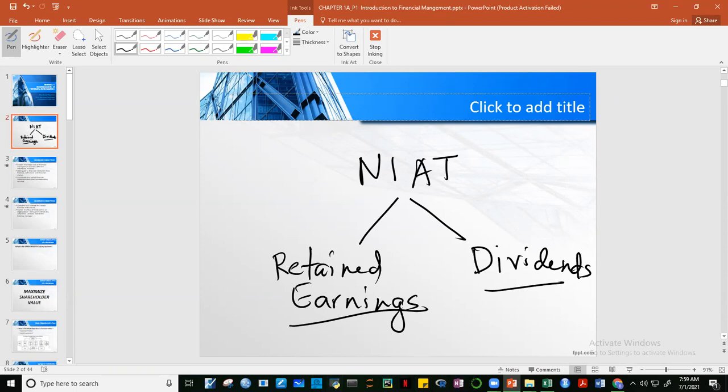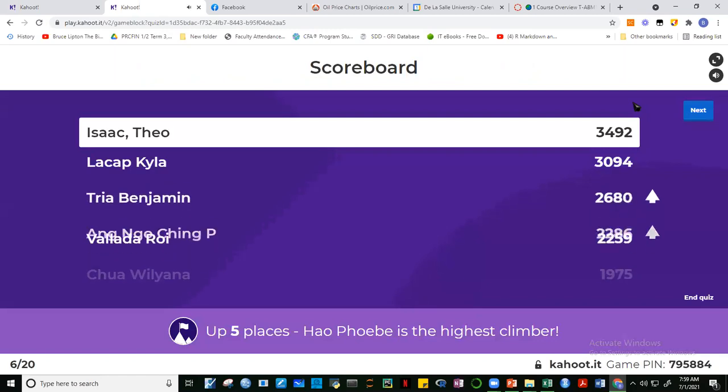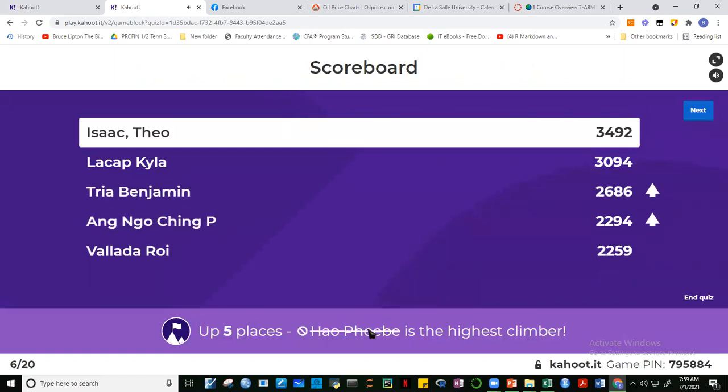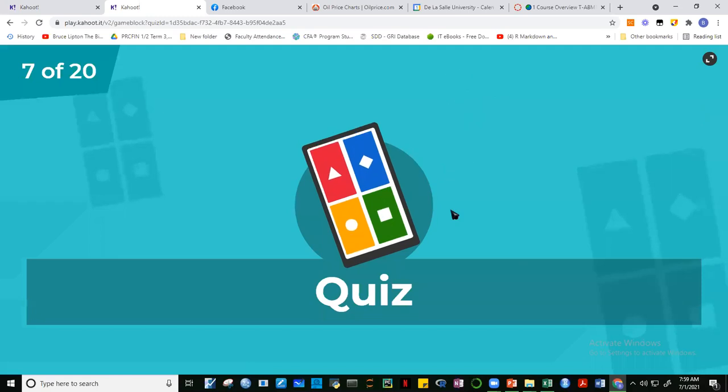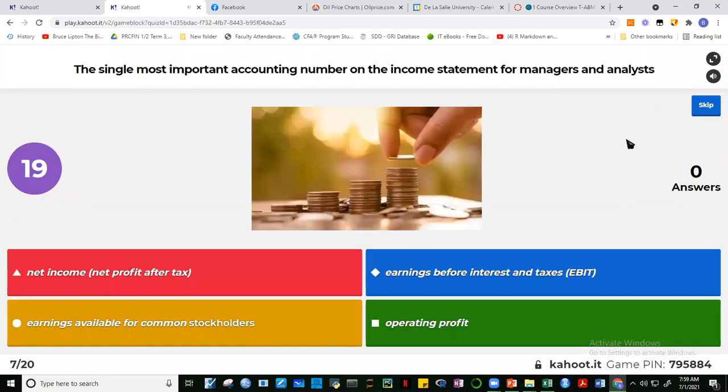Okay, so yun yung kanina, guys. So they have been used to finance the firm's assets. Okay, so 7 of you got it. Let's move on. Okay, so still Phoebe, highest climber, no? 5 places. Okay, so next, Theo is still in number 1. Next, the single most important accounting number on the income statement for managers and analysts.